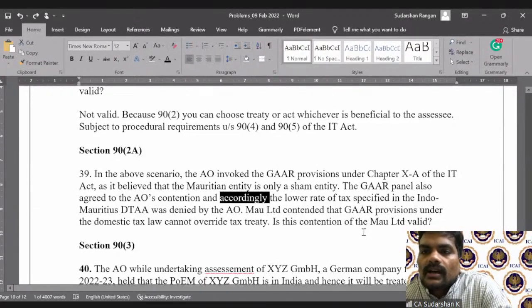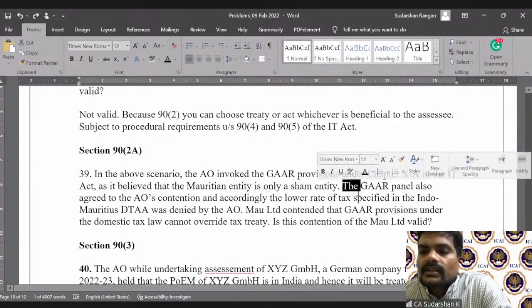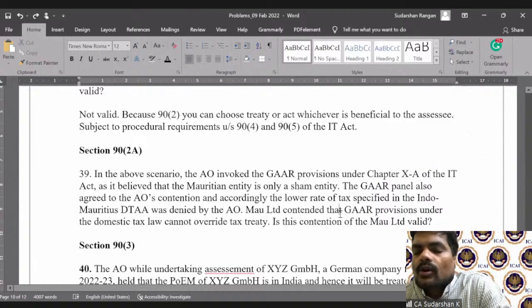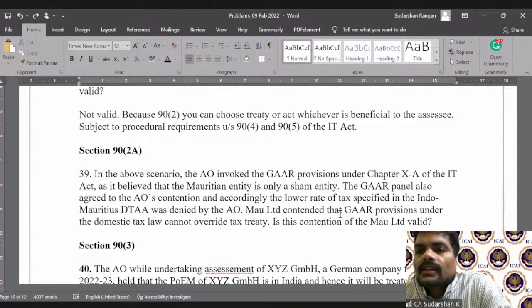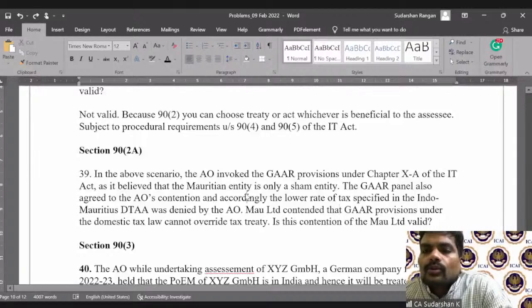So in the question, I mentioned that the GAAR panel also agreed to the AO's contention that the Mauritian entity is a sham entity, and therefore the lower rate of tax specified in the India-Mauritius Treaty should be denied. That is, the Mauritian entity should not get treaty benefit.